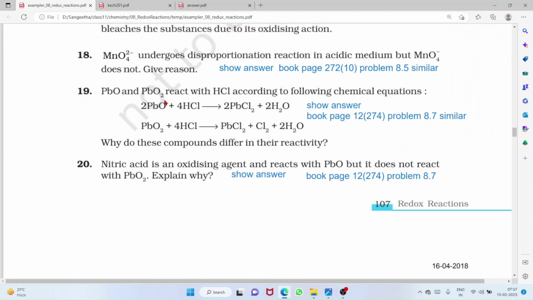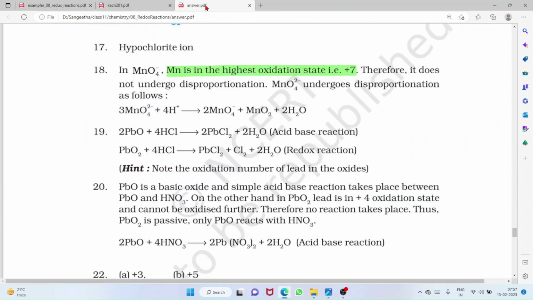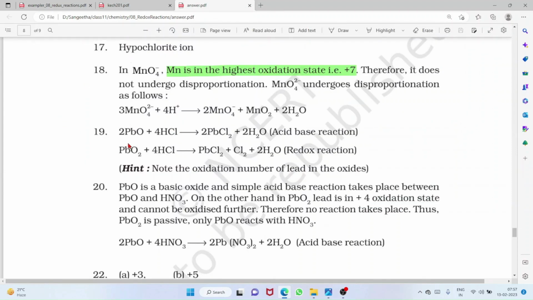PbO and PbO2 react with the HCl according to the following chemical reactions. Okay. Why do these compounds differ in their reactivity? Why are these two reactions different? Okay, these two reactions, this is a redox reaction, that is oxidation reduction takes place. This is an acid-base reaction. 19.